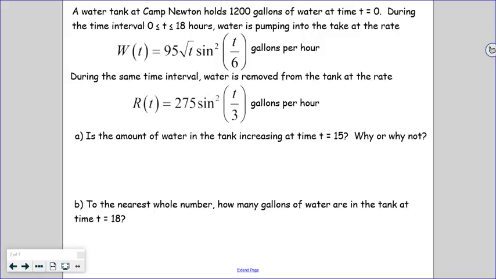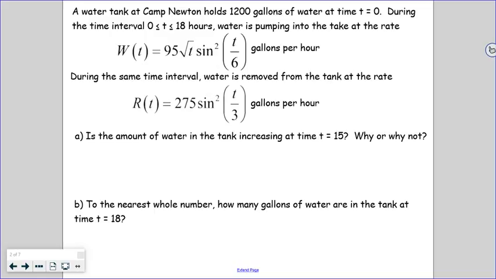The first thing that I did in this one, because it ends up asking us whether the amount of water in the tank is increasing at time equals 15, is I just took all of this information and created a function that represents the amount of water in the tank. Because we have water being added as W of t, we have water being subtracted as R of t, and we have that it starts out at time equals 0 with already 1,200 gallons in there.